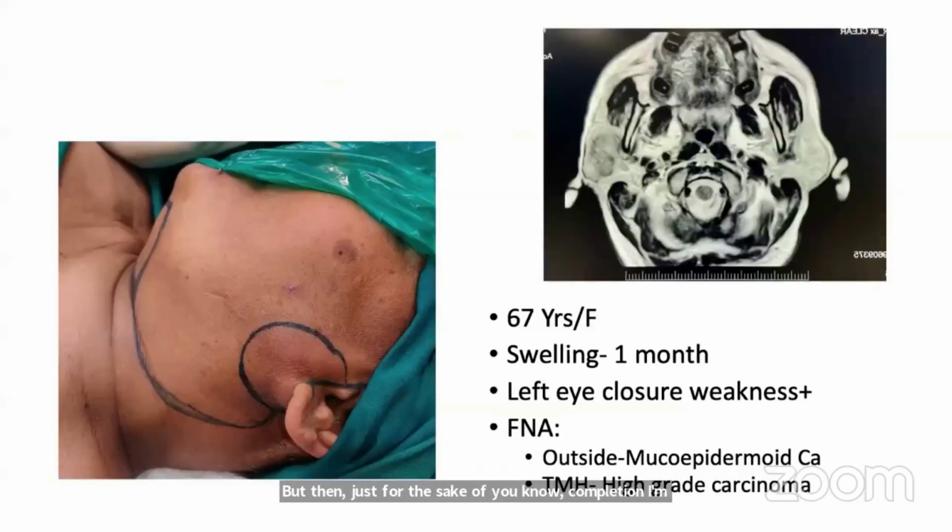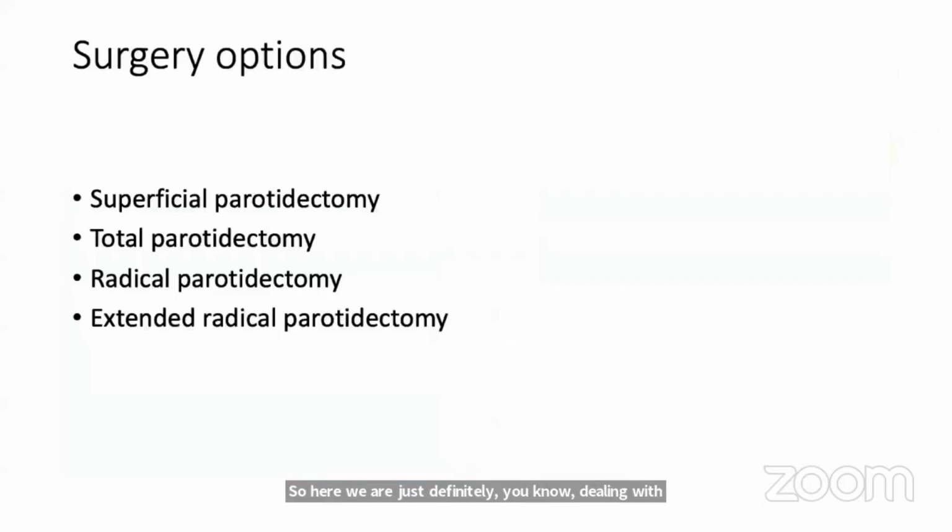This is a case of a 67-year-old lady with a parotid lesion, and on left eye closure there was some paresis. FNAC was suggestive of a mucoepidermoid carcinoma, which we got reviewed here at TMH, and which was suggestive of a high-grade carcinoma. In this sort of situation, the skin is about to be sacrificed, so we are definitely dealing with at least a total parotidectomy here.